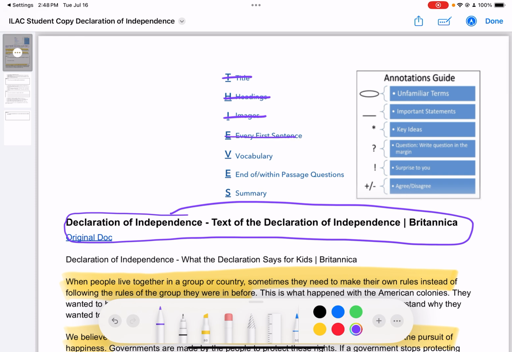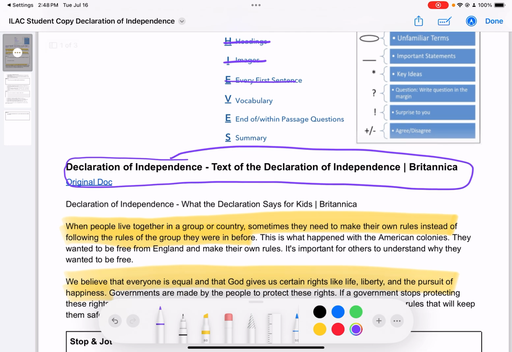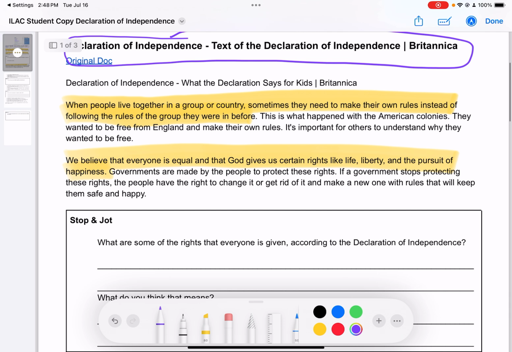Then I'm going to look at vocabulary. Now, if there's vocabulary that I went ahead and taught ahead of time, I'm going to say, okay, I want you to skim the passage really quick and see where that vocabulary shows up. So maybe we talked about what does the word liberty mean, and they see that and they circle it. Maybe pursuit is probably one that they don't see necessarily in 5th grade.